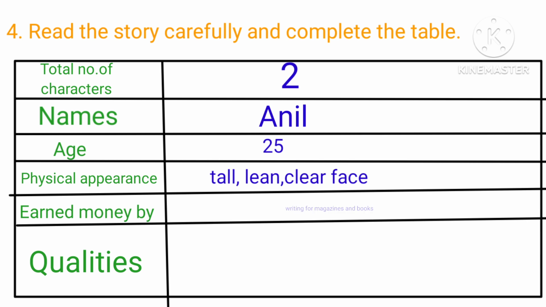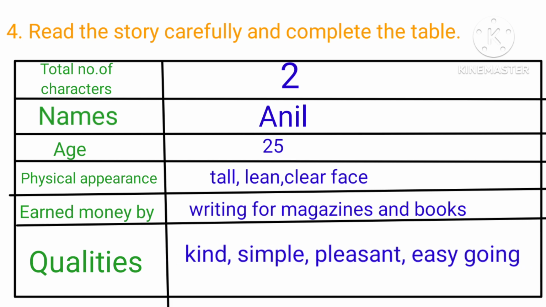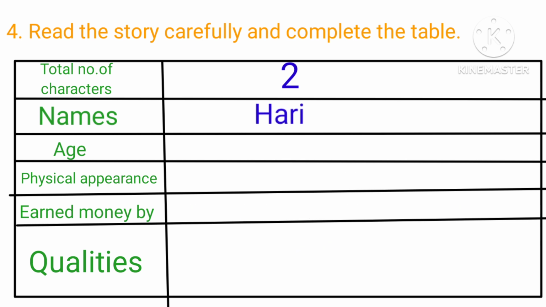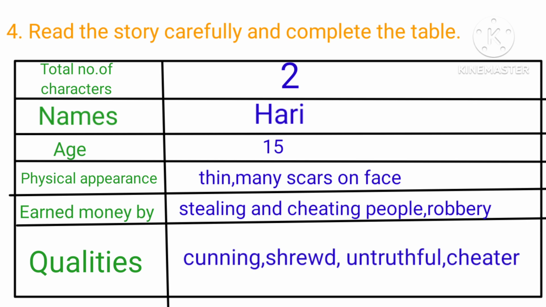Earn money by writing for magazines and books. Qualities: kind, simple, pleasant, easygoing. Second character's name is Hari, age 15, physical appearance thin, many scars on face, earn money by stealing and cheating people, robbery. Qualities: cunning, shrewd, untruthful, cheater.